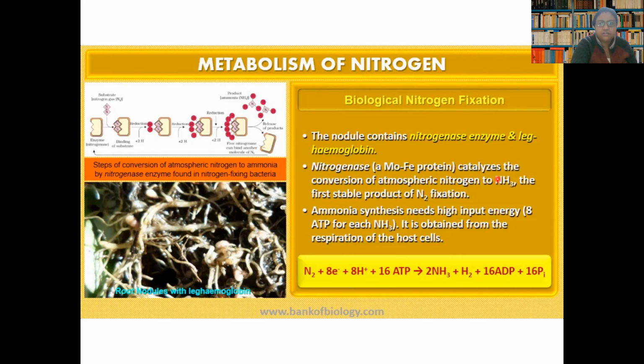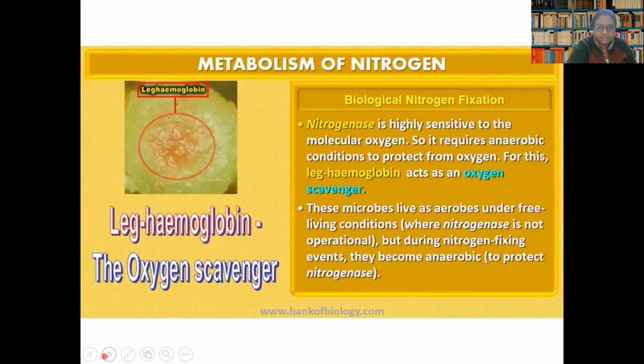So it requires a high amount of energy. This is the reaction of ammonification, that is, conversion of nitrogen into ammonia. You can see it requires 8 electrons, 8 hydrogen ions, and 16 ATP. Only then, from one nitrogen molecule, 2 ammonia molecules are produced. So you can understand this energy also needs to be supplied by the plant.